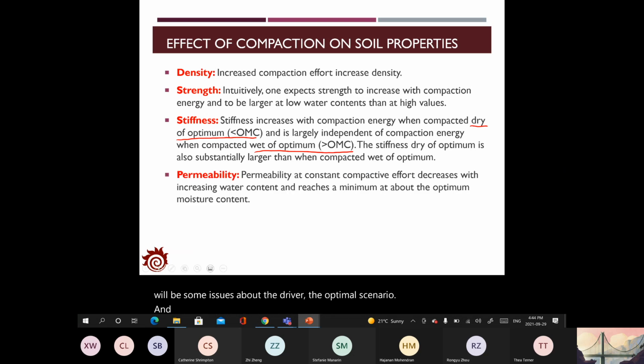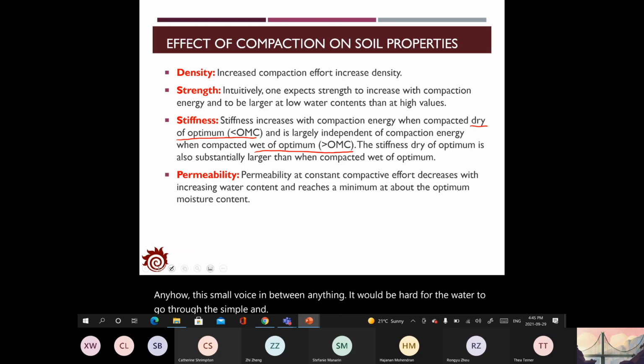The first one is the permeability. Usually if you apply a higher compaction effort to the sample, the permeability of the sample will be reduced. This is actually quite intuitive, because we have smaller voids in between, and it would be hard for the water to go through the sample.